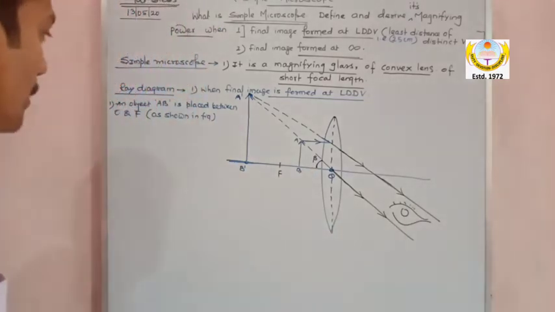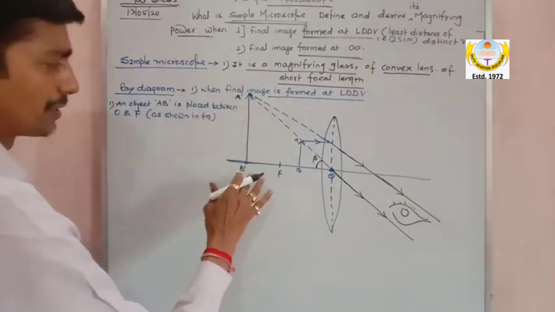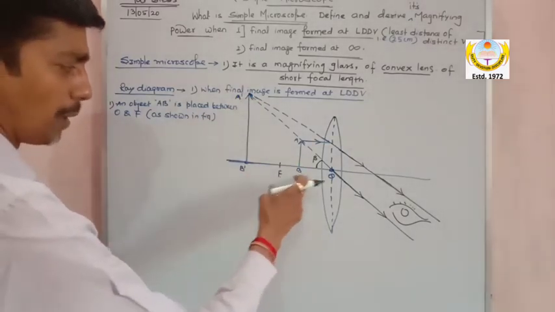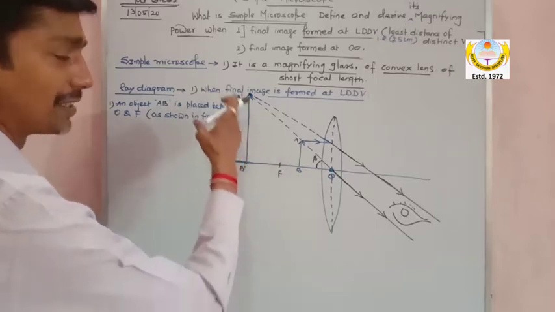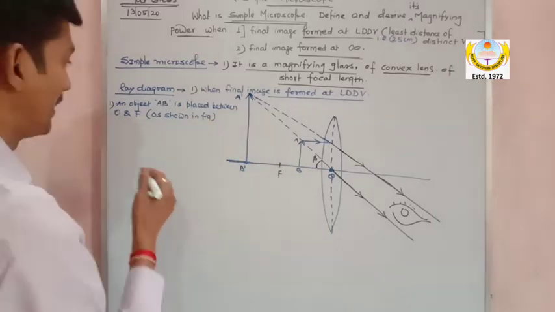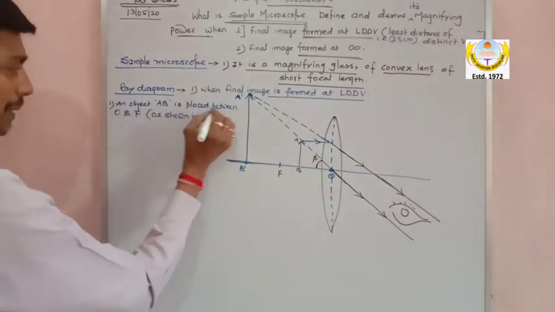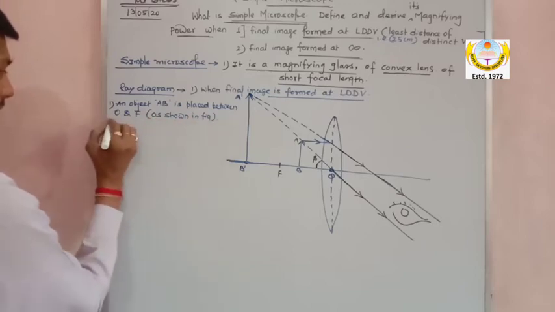So my dear, the image which is obtained by keeping the object between O and F is virtual, erect and magnified. That also I can write: an object AB is placed between O and F.